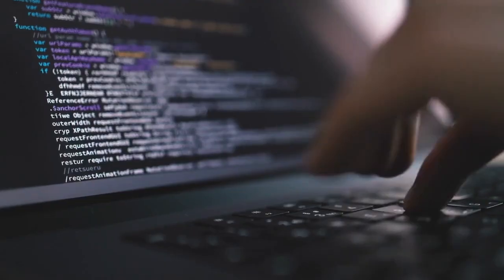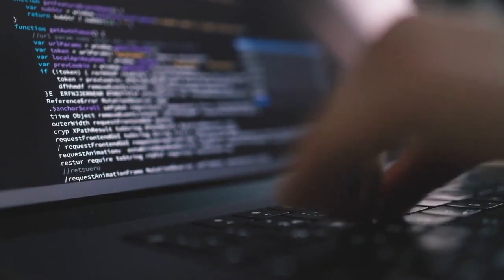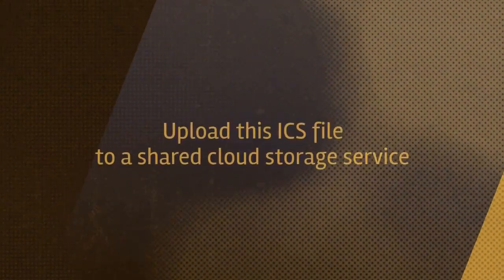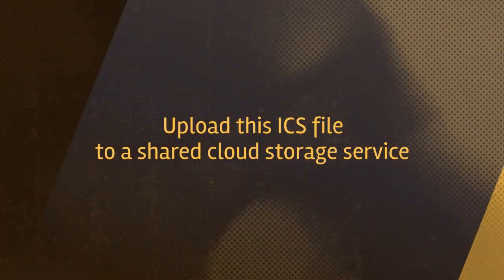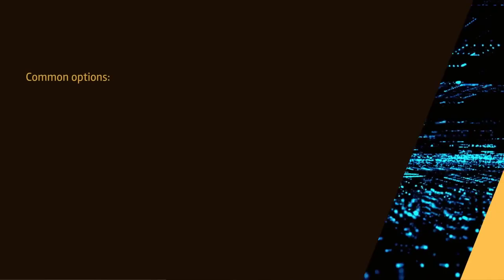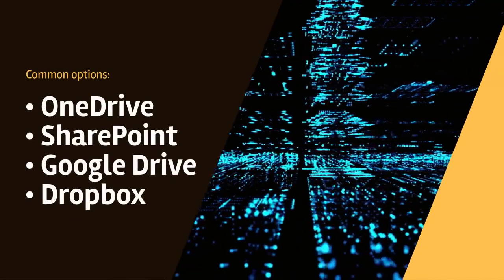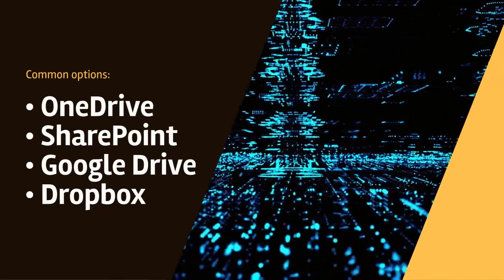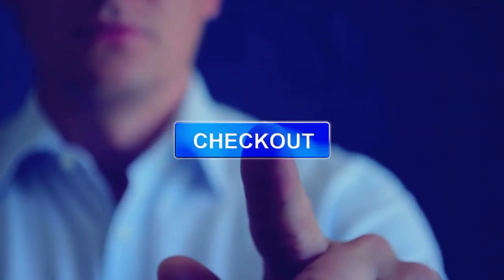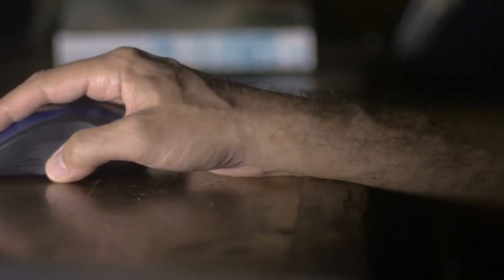You now have an ICS file on your computer. This file holds all the meeting details. To make it a clickable hyperlink, you need to upload this ICS file to a shared cloud storage service. Common options include OneDrive, SharePoint, Google Drive, or Dropbox. Once uploaded, generate a shareable link specifically for that ICS file from your cloud service. This generated link is the hyperlink you need.